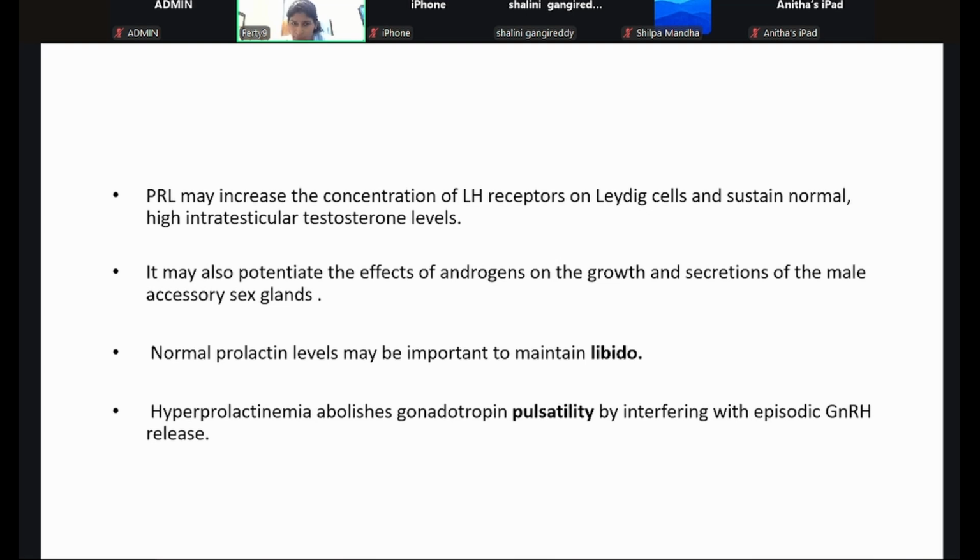In males, prolactin also plays an important role. It increases the concentration of the LH receptor on the Leydig cells. That is how it sustains the intratesticular testosterone level. That is also one reason. So if there is a prolactin abnormality, it will affect male libido, like male sexual desire. Hyperprolactinemia will affect the pulsatility of the GnRH release.